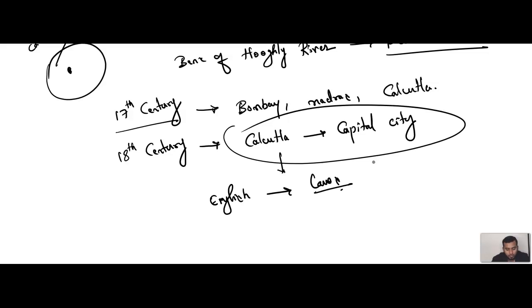Which were the centers of English presidencies by the 17th century? You write it as English presidencies, by the 17th century. Bombay, Madras and Calcutta. Very good. Next question.